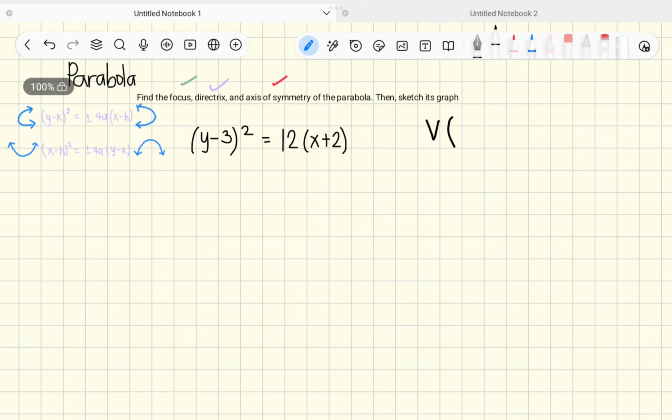Okay. So h here is negative 2. k here is positive 3. Which quadrant does the vertex belong to? Okay. So we have a negative, positive, so it's in the second quadrant. What else can we obtain from your equation?